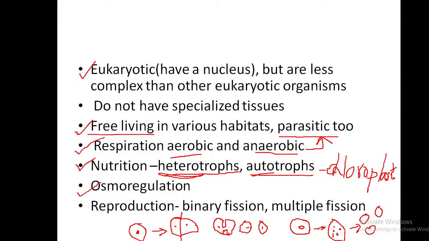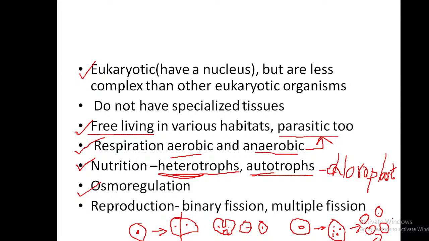And usually this multiple fission is commonly shown by the parasitic forms. This is what is known as multiple fission. So these are the general characters of protists.